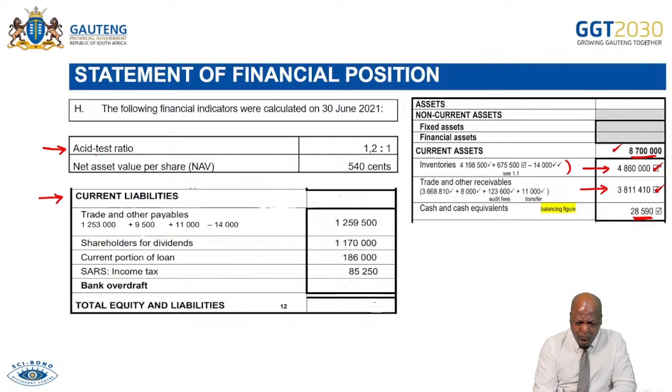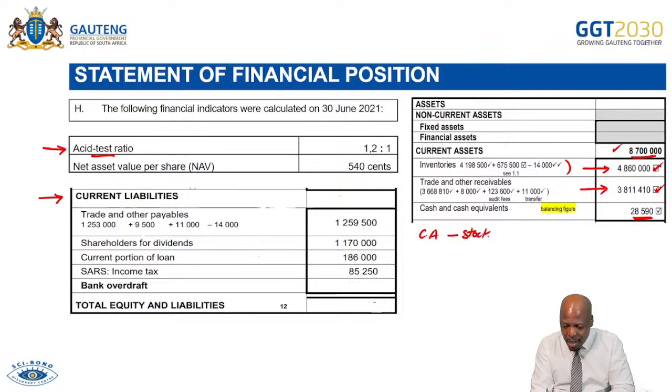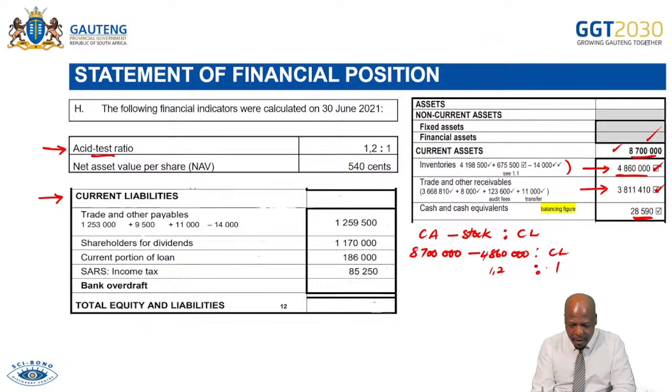All right, so what is the formula for the asset test ratio? The formula is your current assets minus stock, that is your inventory, as to current liabilities. Let's put that into figures. How much is my current assets? There it is, 8.7 million. 8.7 million is my current assets. How much is my stock? 4,860,000, as to my current liabilities. The answer is 1.2 as to 1. Okay, let's solve it further. It simply means if I say 8.7 million minus 4,860,000, how much do I get there? I need calculators. How much do I get? 3 million. Say it again.